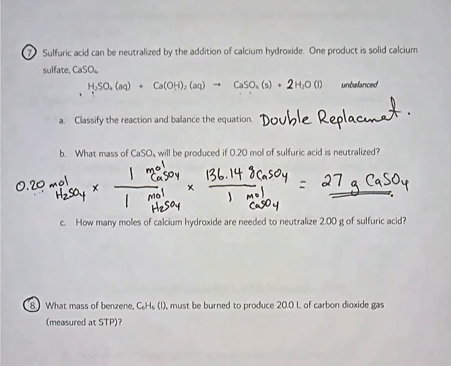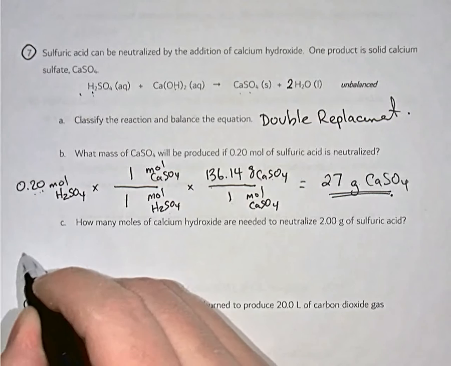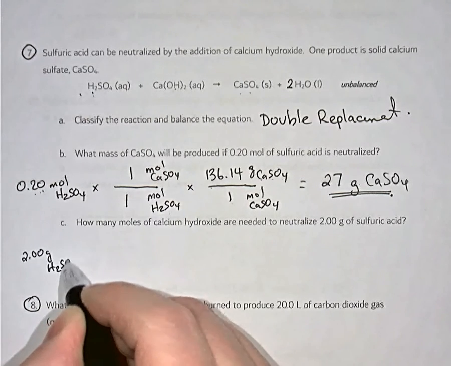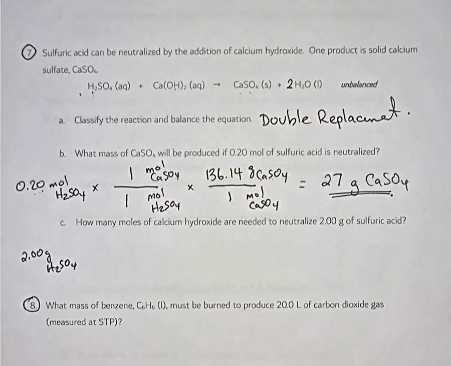Part C, how many moles of calcium hydroxide to neutralize 2.00 grams of the sulfuric acid? So we have 2.00 grams of sulfuric acid. How many moles of calcium hydroxide would you need to react with that? Pause the video and see if you can set up your answer.